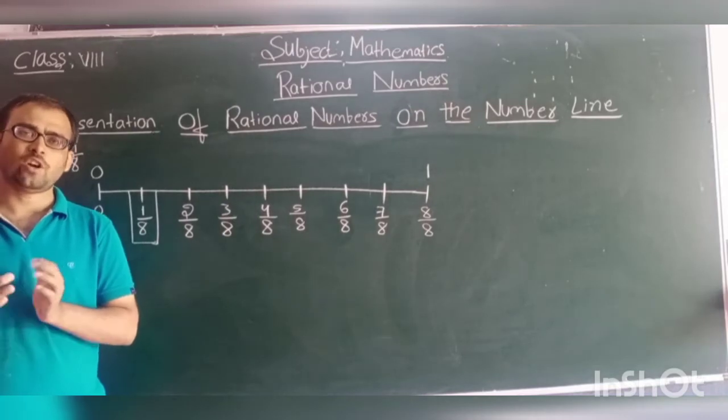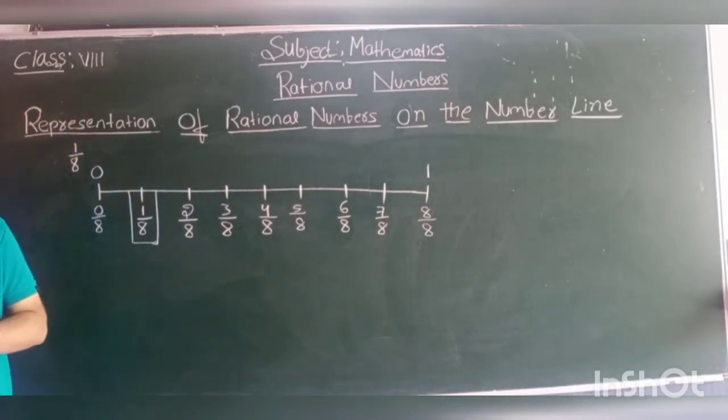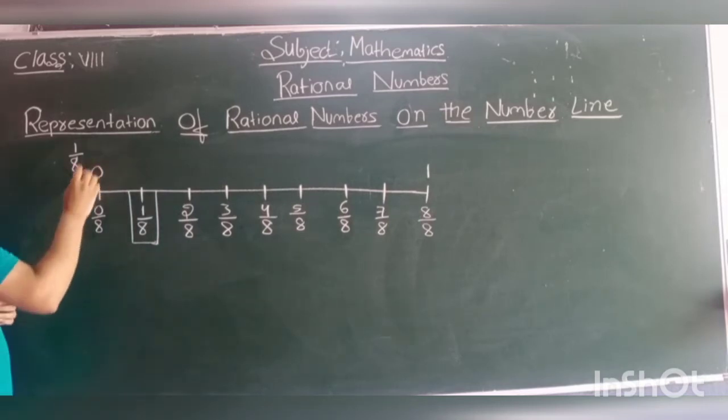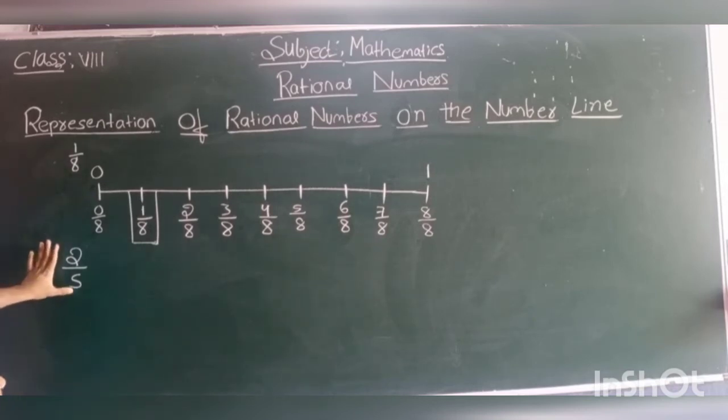How must we know in how many parts we need to divide the number line? If they give the number as 2 by 5, then how do we know in how many sectors we need to divide the number line? Okay, so in this case, look at the fraction.